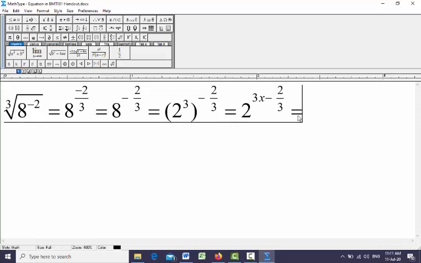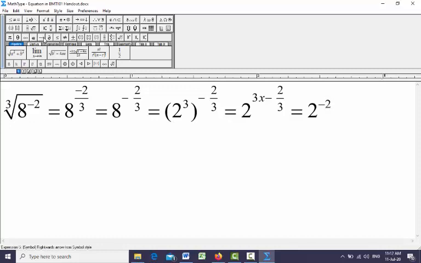So I'm saying again, there is a bracket here, so the power inside the bracket and the power outside the bracket will be multiplied together. That means we will have power 3 multiplied by power minus 2 by 3. So these 3 and these 3 will cancel out. So we will have 2 to the power minus 2.